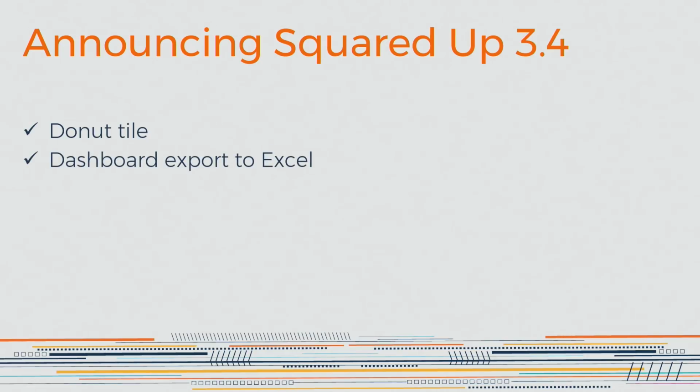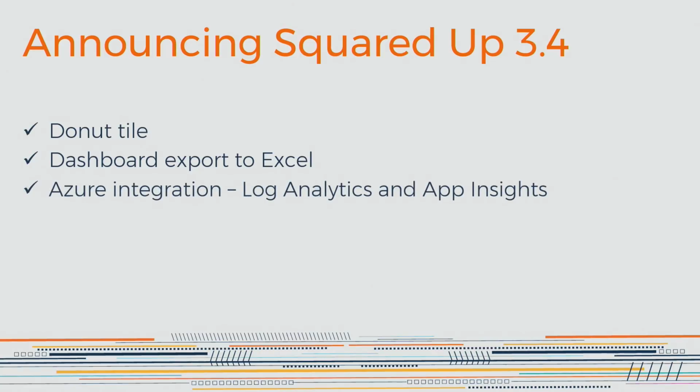On top of that, a fantastic new feature, which is dashboard export to Excel. So taking the feature that we had for exporting performance data and really now opening that up to all of your data within SCOM and SquaredUp. And a third feature, which is sort of two features in one, which is improved Azure integration. So we now have dedicated tiles for both log analytics and app insights. So that's updating our OMS integration to support the new Kusto language and the solutions in Azure that are based on that new Kusto platform.